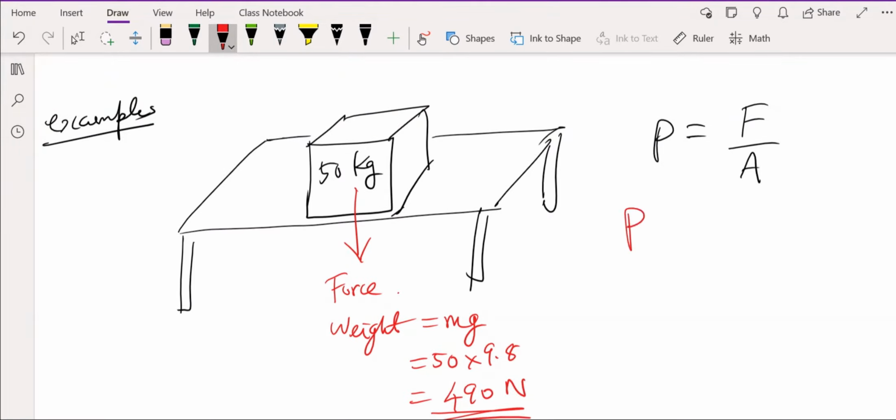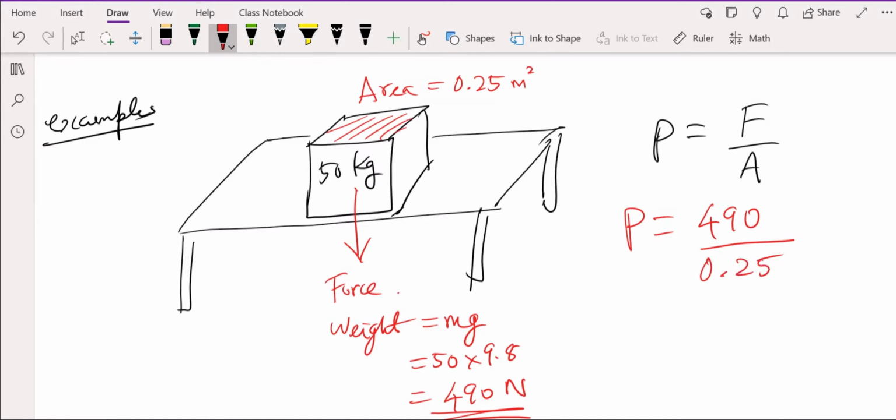So pressure is 490 on the top over area. I've not given you the area. So let me give you the area now, the area of the box. Let's say the area is 0.25 meters squared. Now you can just put in 0.25 meters square, newtons over meter square. Tell me what the answer is. That will tell you the pressure.